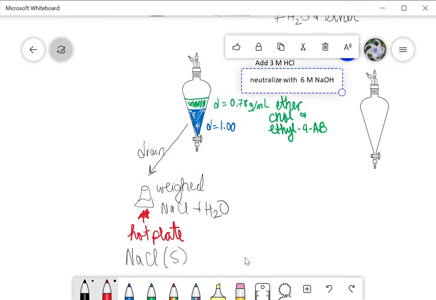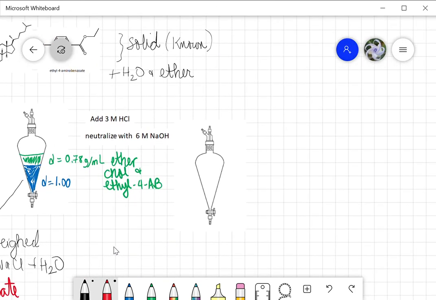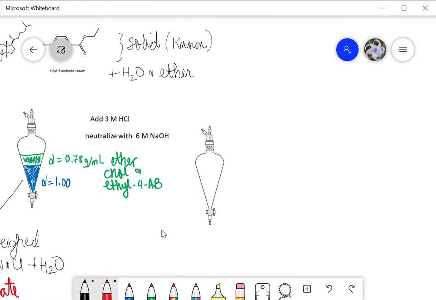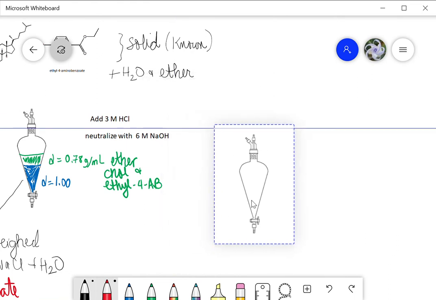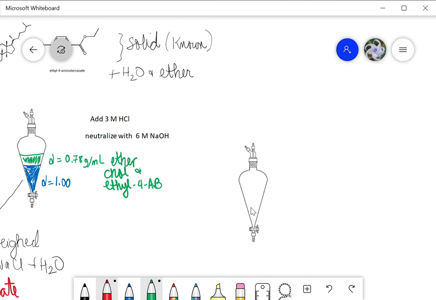So now the other separation is going to be a little bit more challenging because now we're going to have a mixture of cholesterol and ethyl amino benzoate. So we're going to need our SEP funnel. So after we've drained out our SEP funnel, we'll have just the ether layer left in there.